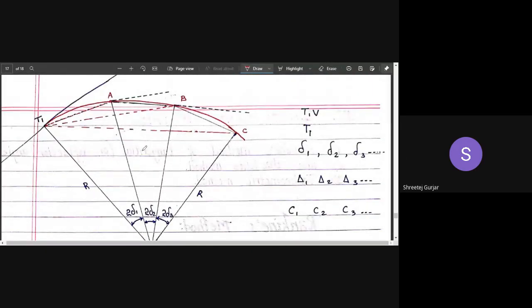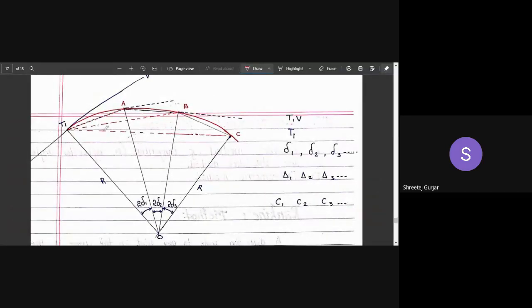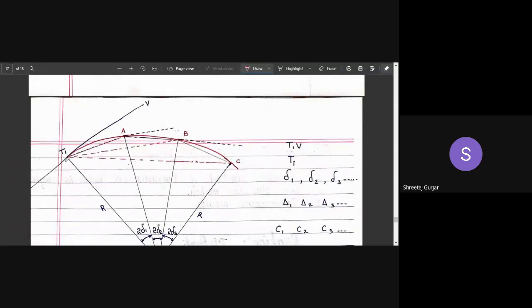So this is the small diagram which I have drawn. You can see this is your back tangent. So T1V is the back tangent. You have to write it, I have not written it. T1V is our back tangent. And T1 you have to write is the point of curve. So mention that over here.